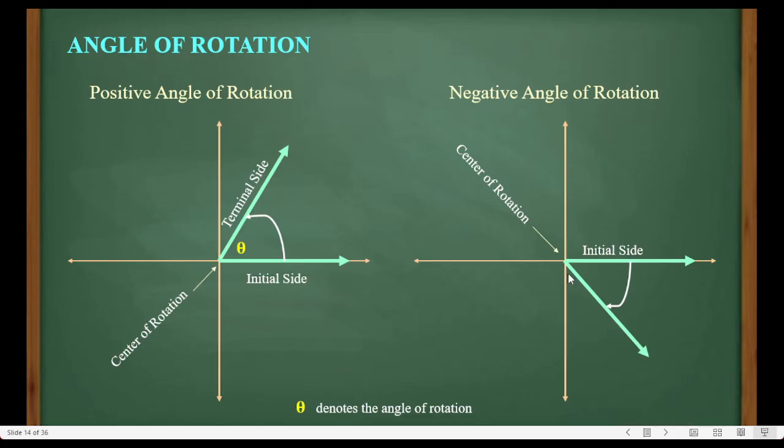And the side terminates at this position. Again, this is the terminal side, if this is the initial side. And again, the angle can be denoted by theta also. But in this case, the type of angle that is just generated is the negative angle of rotation. So the first one is generated in a counterclockwise manner, while the second angle is generated in a clockwise manner.